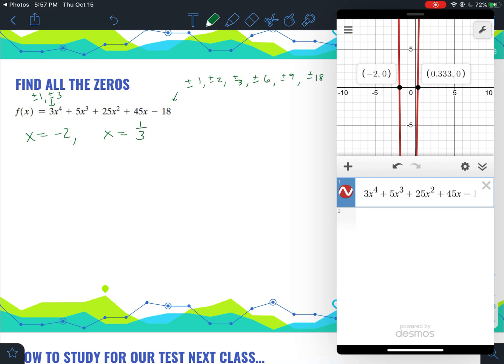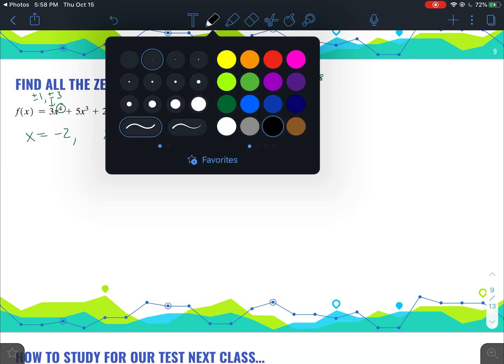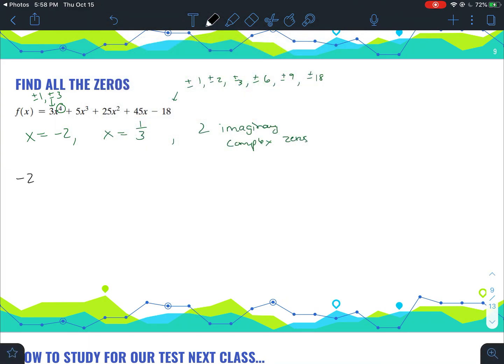So those are going to be two real zeros, but notice it's a degree 4. So that means I also need two imaginary or complex zeros. In order to find those, we're going to do some synthetic division. So I'm going to put negative 2 in the house, and then I get x to the 4th, x to the 3rd, x squared, x, and then my constant. So 3, 5, 25, 45, and negative 18.